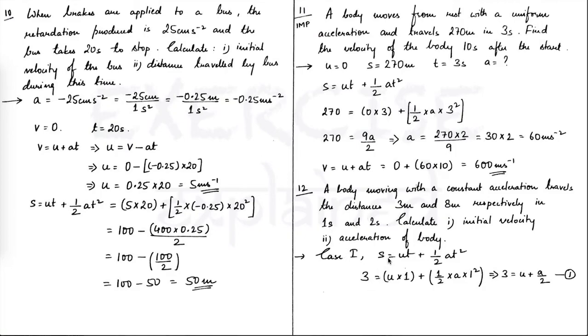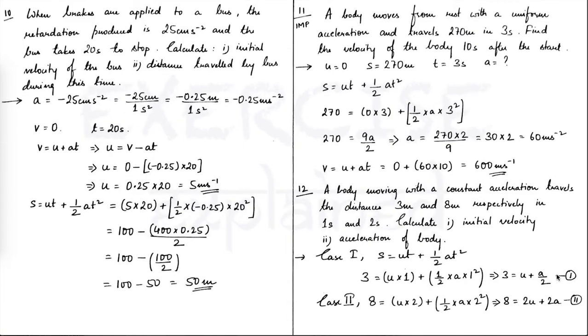So here I just substitute S as 3, U as U, T as 1, half, A as A, and T square as 1 square. So I get 3 is equal to U plus A by 2. Now I take this as equation 1.